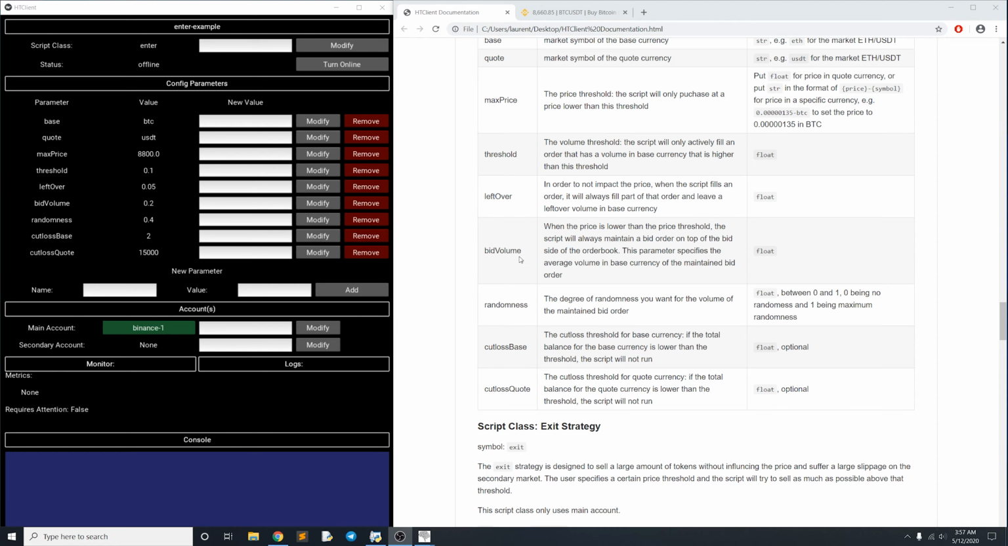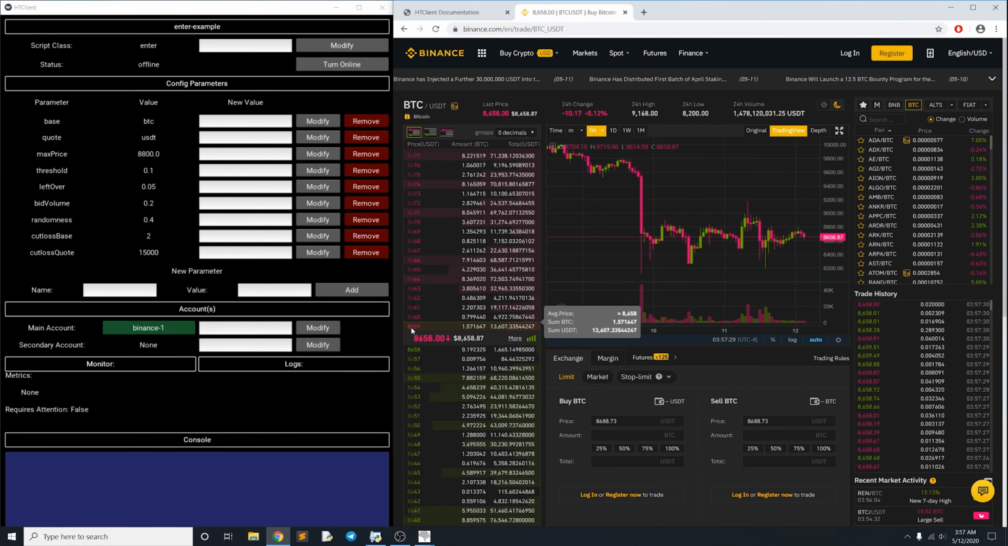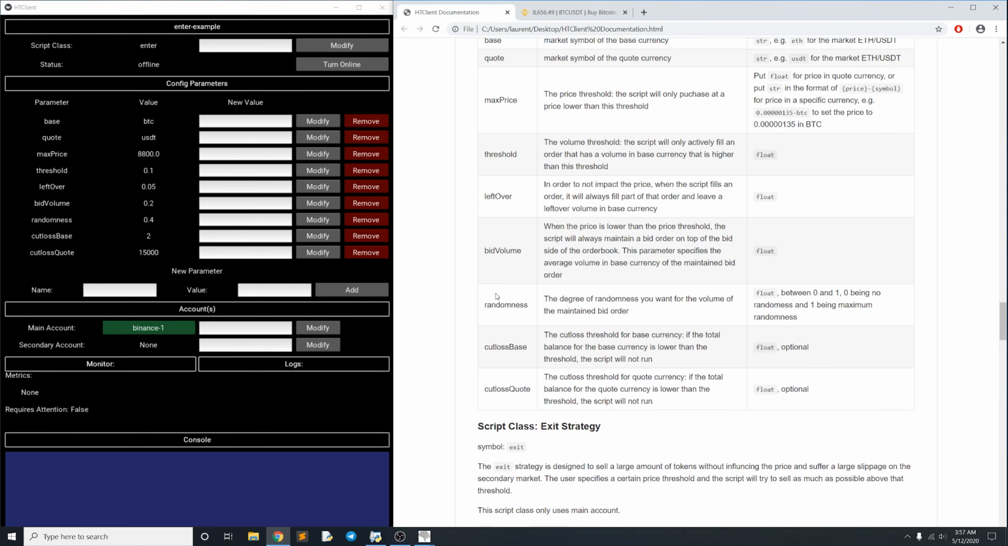Bid volume is going to be the volume in base currency that the script is going to place on the buy side if the market price is lower than your max price. So in this example, you see that it's roughly 8.6K, and my max price is 8.8, so the script would place a buy order that is always on bid 1, and it will be the volume that I specified in the bid volume. Randomness is related to the degree of randomness you want for the bid order that is maintained. And then the optional cut loss base and cut loss quote.